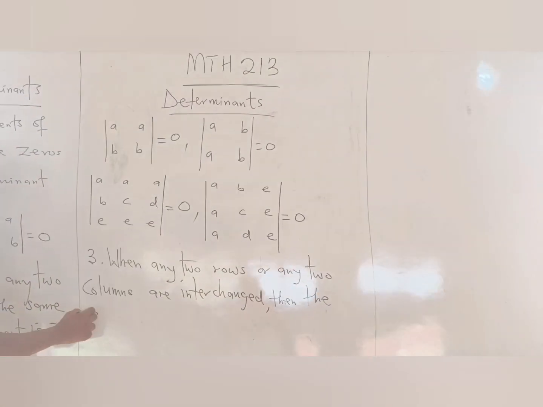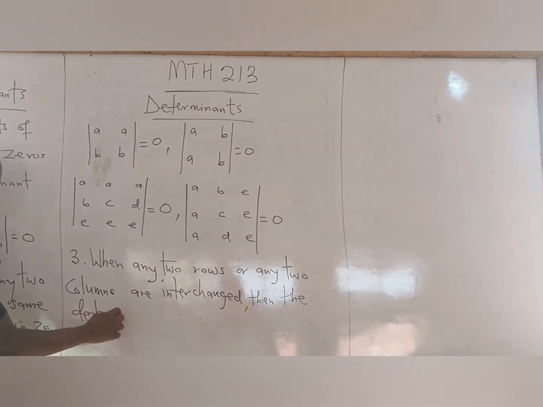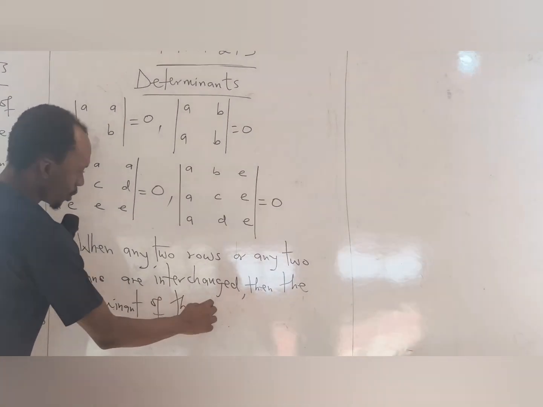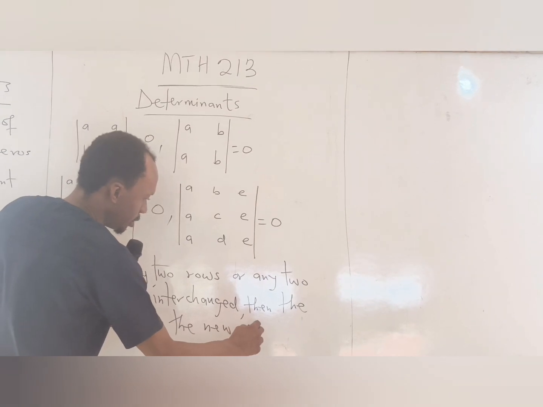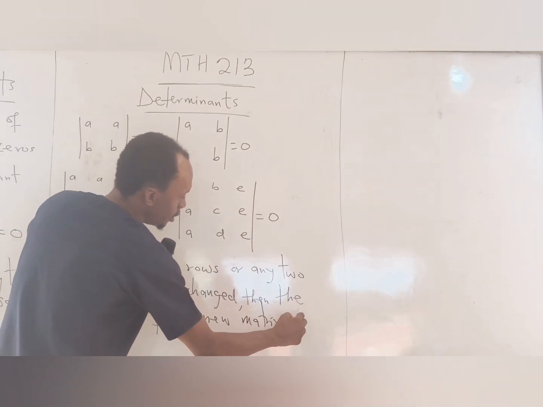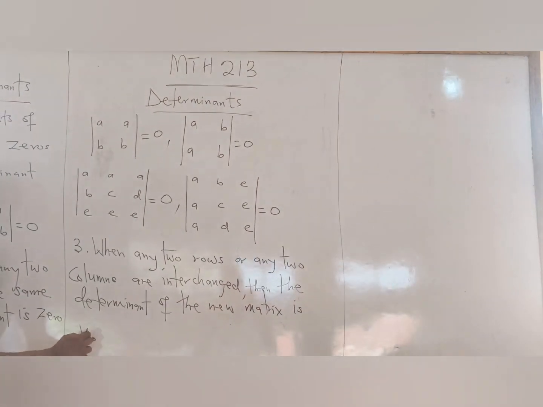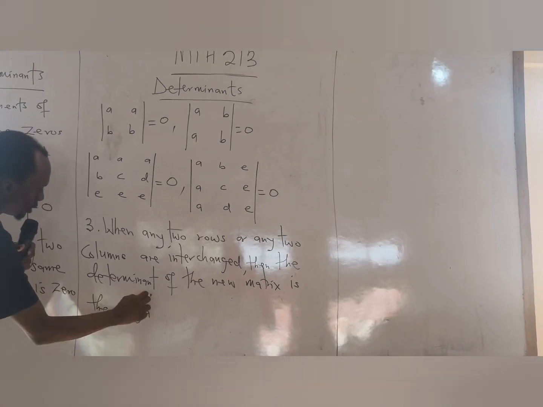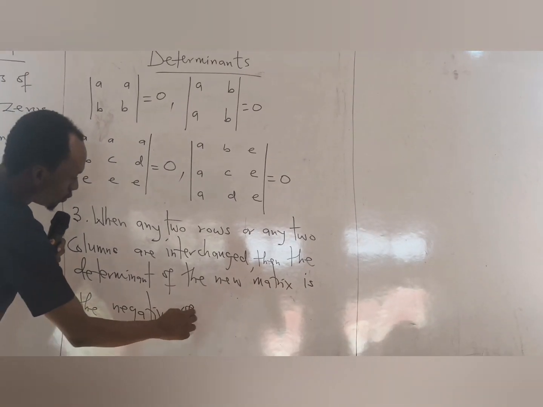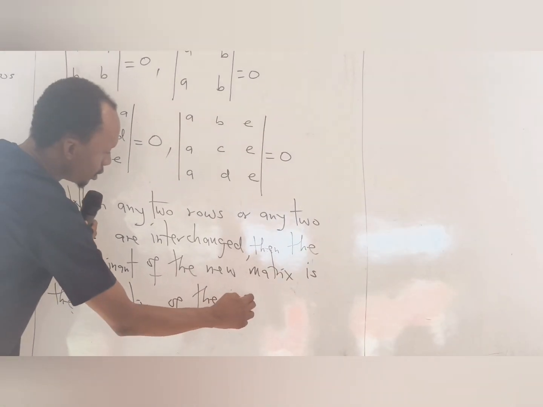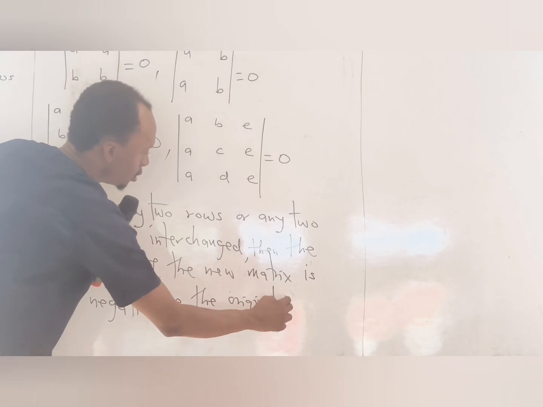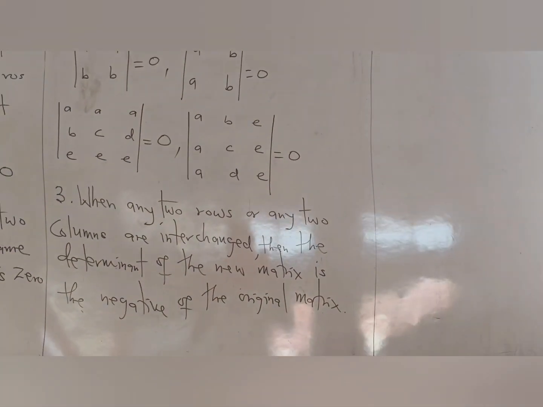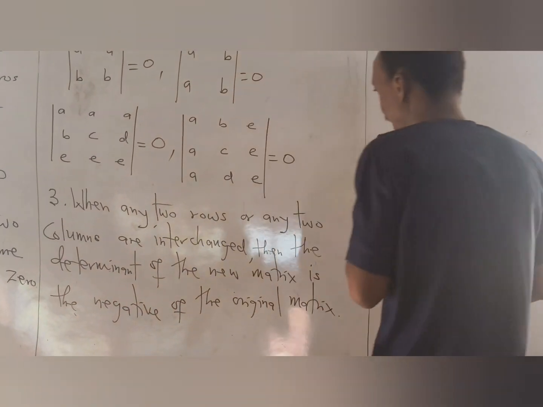The determinant of what? The new matrix is what? Is the negative of the original matrix. Very good. Negative of the original matrix. So let's see what we mean by that.